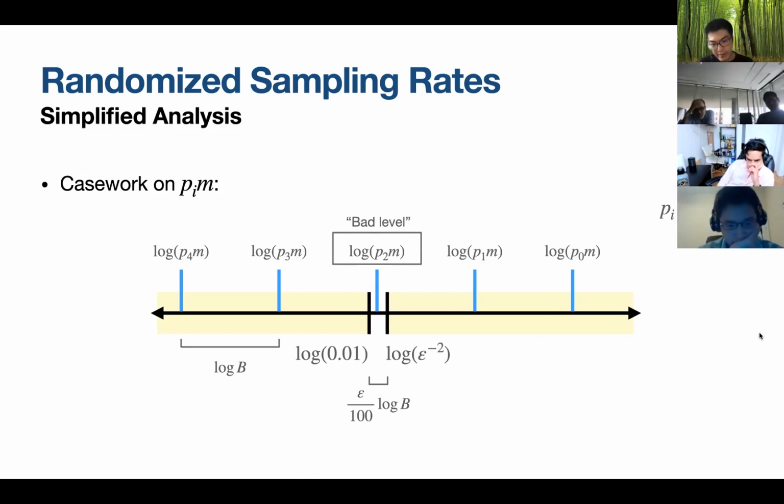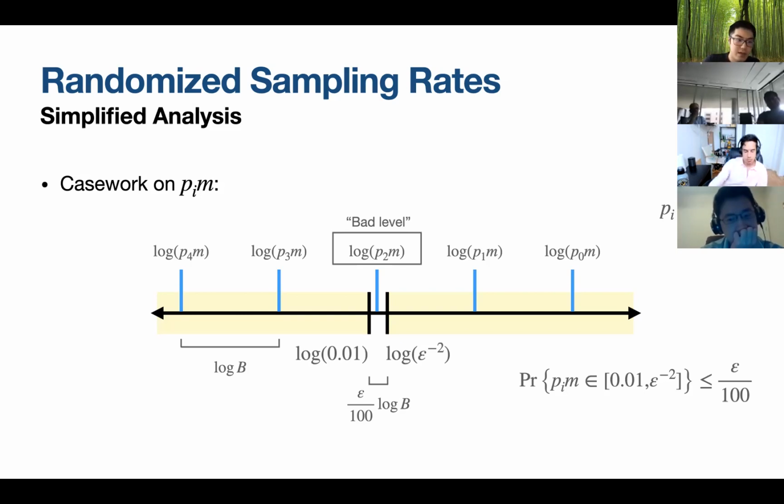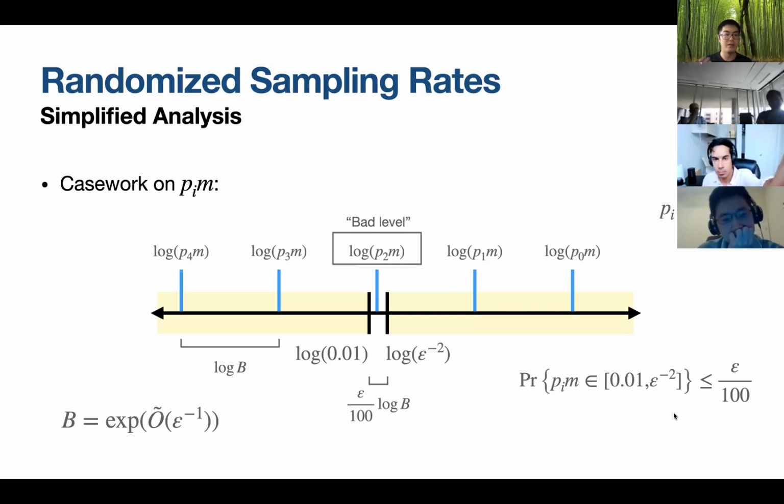So if I choose my b in this way, and furthermore, I randomly shift this entire picture by a random number between 0 and log b, then the probability that any one of these i's lands in this bad level is at most epsilon over 100. Since I'm shifting by log b, but the bad interval is only of size epsilon over 100 of that. So that's how I want to choose my b. If you back solve what b should be, you'll see that b should be around singly exponential in 1 over epsilon. That's just doing the math out here. So that's the choice of b I want.